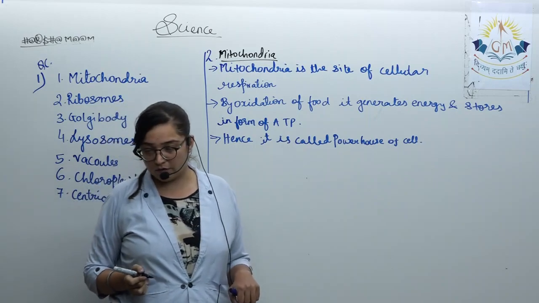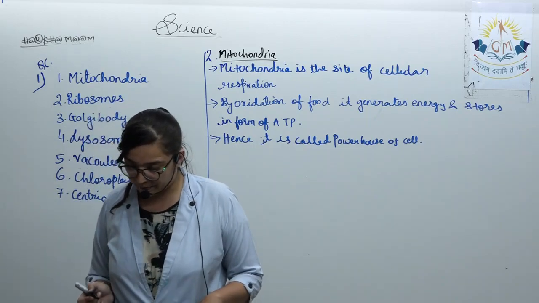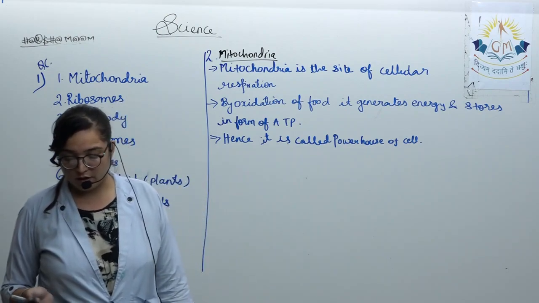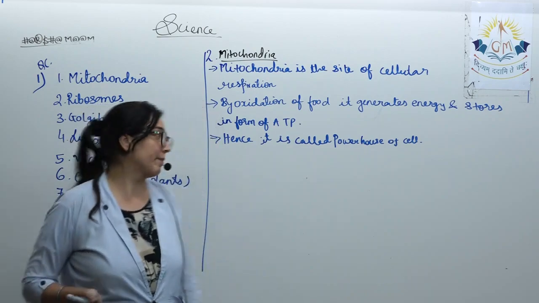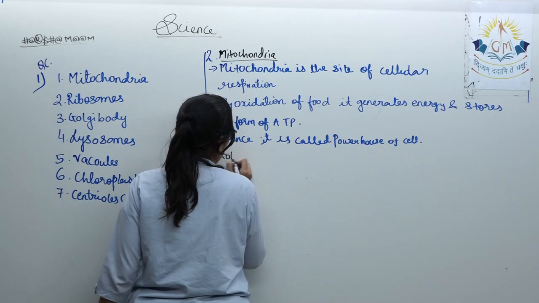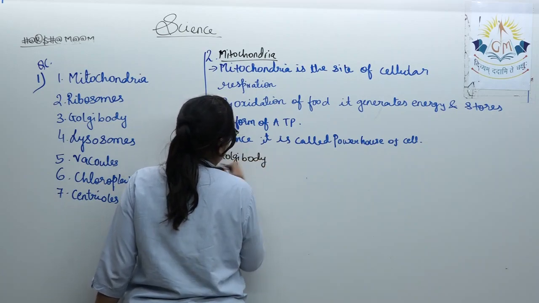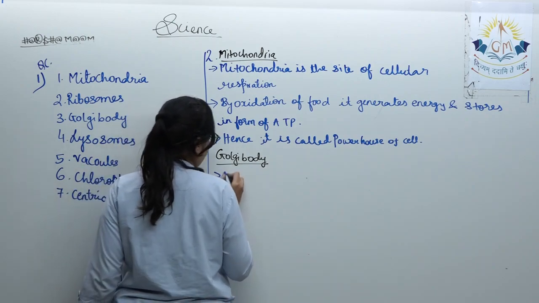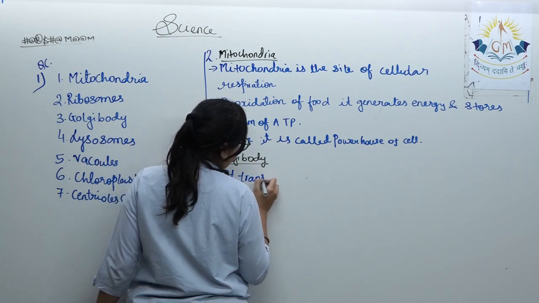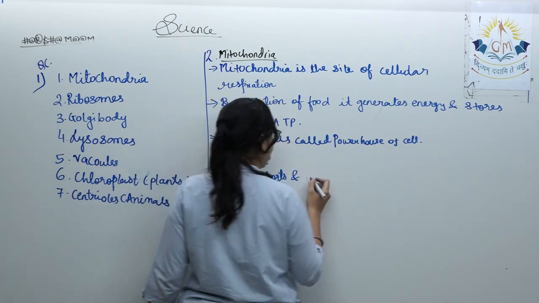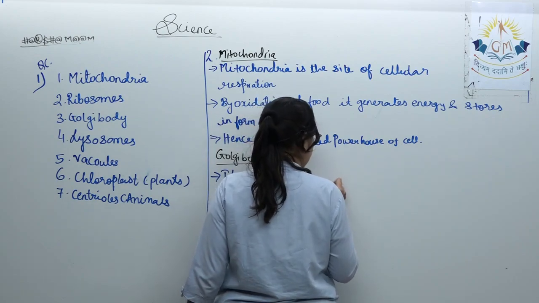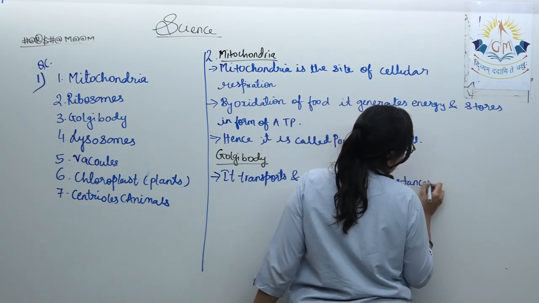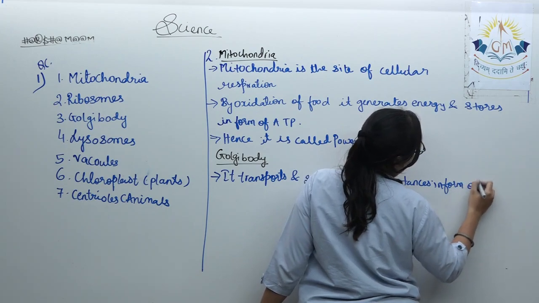The second organelle they have talked about is the Golgi body. They help in packing and transporting the substance in the form of vesicles.